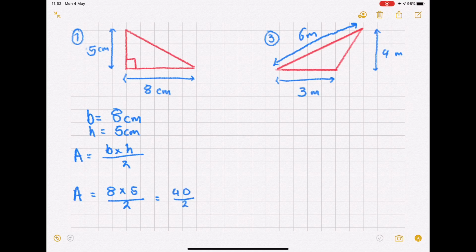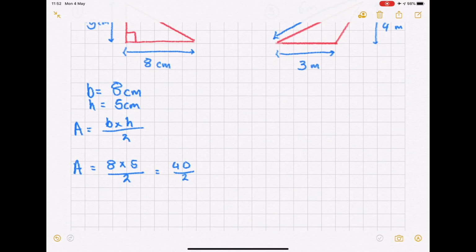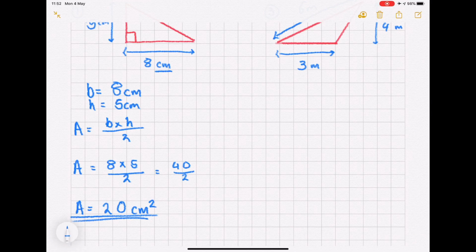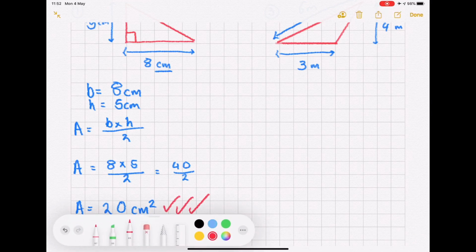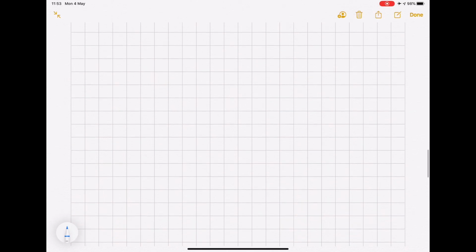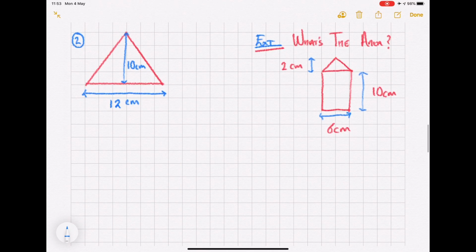Now our next step is to do that top multiplication. So 8 times by 5 is 40, and we keep it over 2. Now our next step is to do that division. So 40 divided by 2 is 20. So our area is 20 centimetres squared. Squared because it's area, centimetres because we're working in centimetres. So that's your final answer. If you got that, fantastic. Give yourself some ticks. Well done.